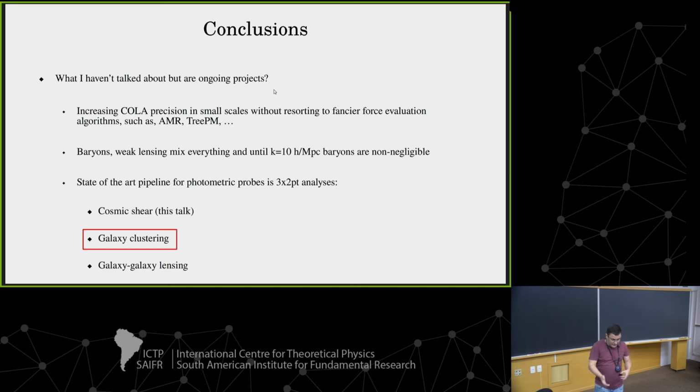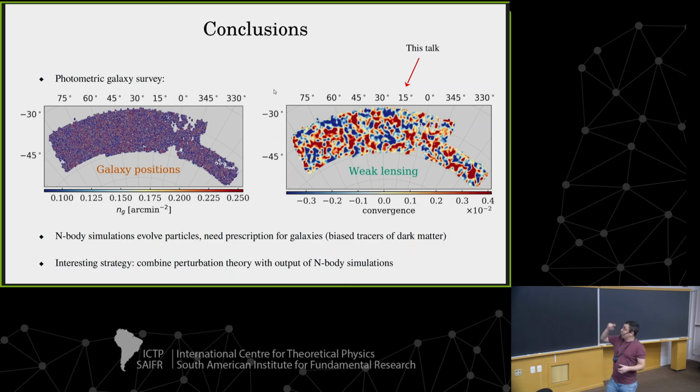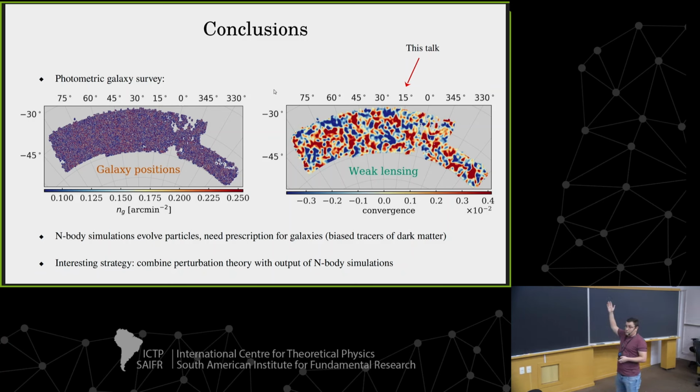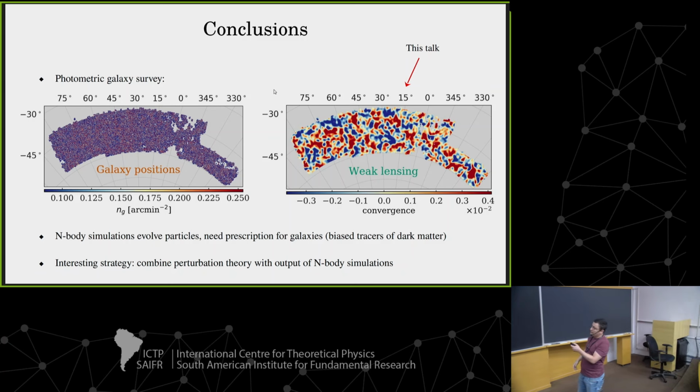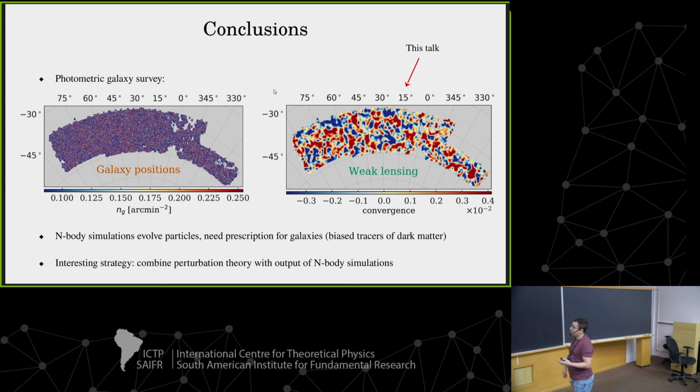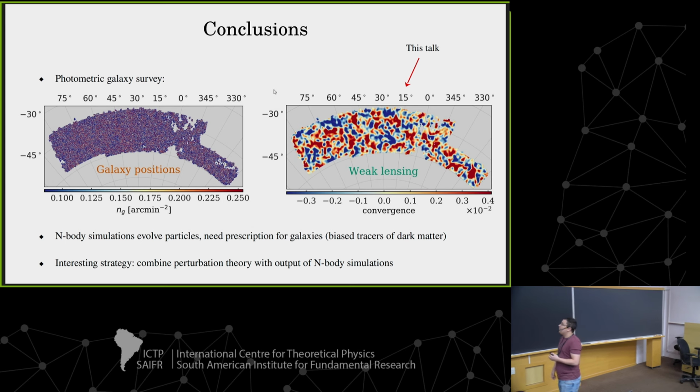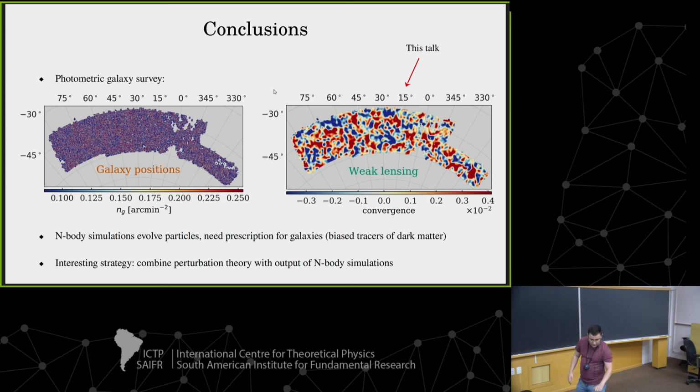They're not orthogonal contributions, so we need to understand this better as well. And for galaxy clustering, because with photometric probes we not only have the convergence field, we also have the galaxy positions. So basically, the 3x2 analysis that I want to do, or basically design Colo to do, also needs some prescription to connect dark matter particles to galaxies in the end. So yeah, I think this is it.